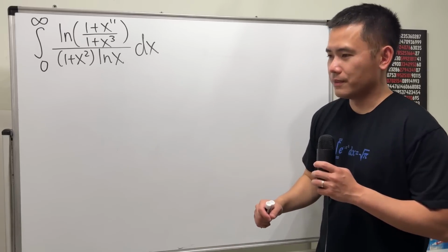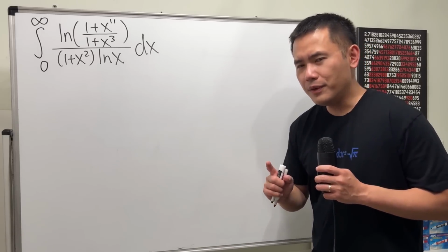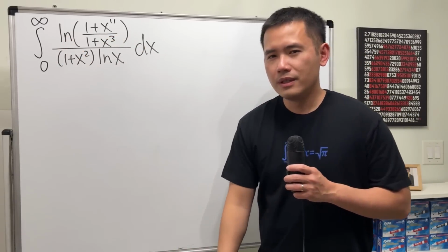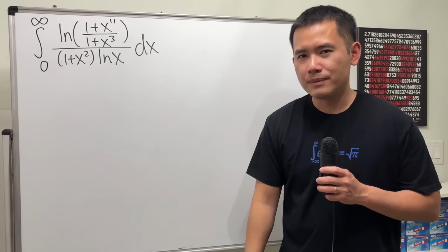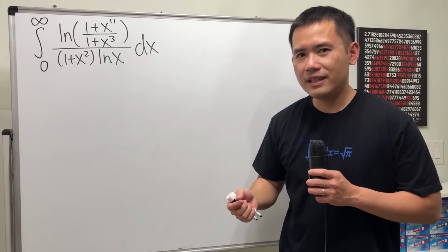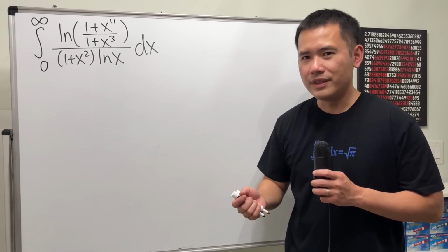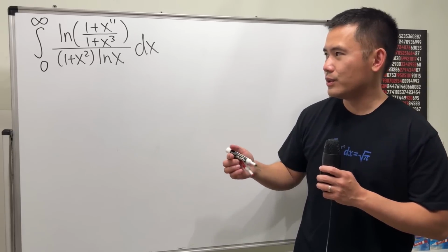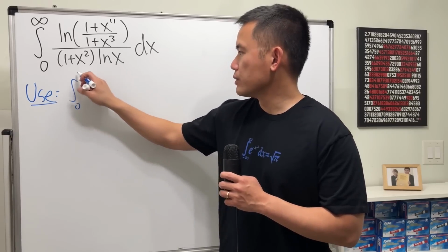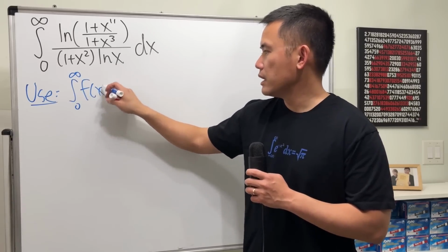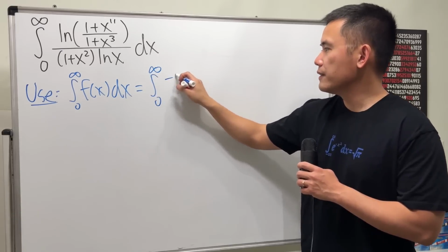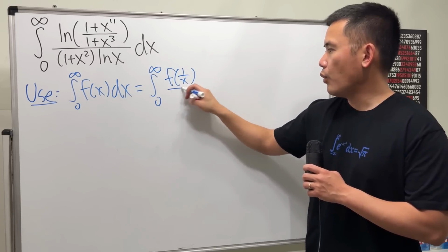How do we deal with this though? Here is the deal. Whenever you see a humongous integral, especially a definite integral, I think more than 90% of the time, do not integrate this by any of the typical methods. Instead, you should try to use a property of integration and see what we can do. We will be using that the integral going from 0 to infinity of a function f(x) is equal to the integral going from 0 to infinity of f(1/x) over x squared.